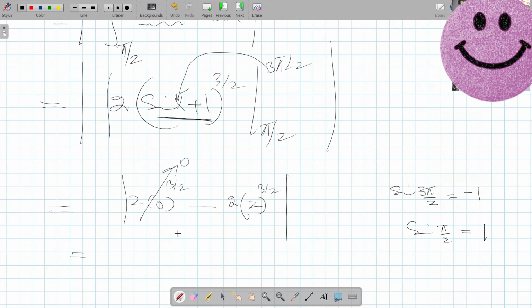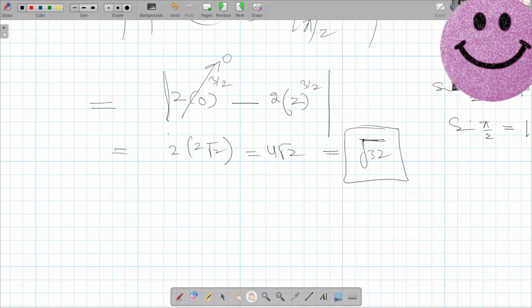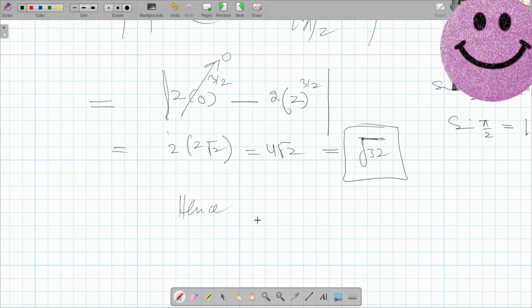The answer will be negative, but then we take the absolute value. 2 times 2 is square root 2, and this will be 4 square root 2, which is square root 32, the same as the other one. All right, got it. Hence area of the region 1 is the same as area of the region 2, and it is square root of 32. It is square root of A, so A is 32.